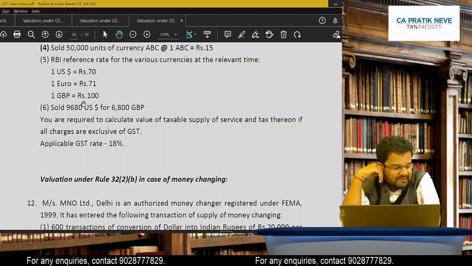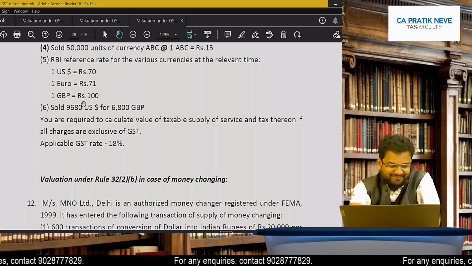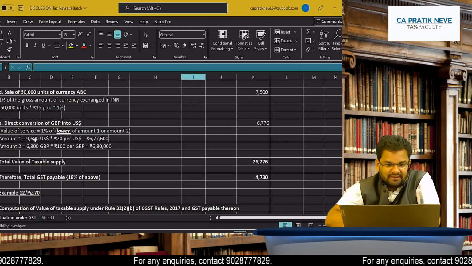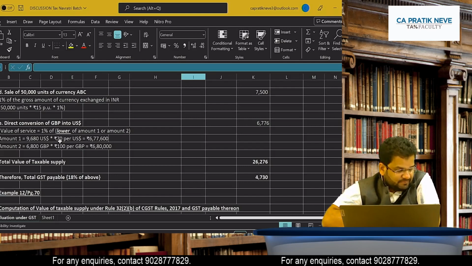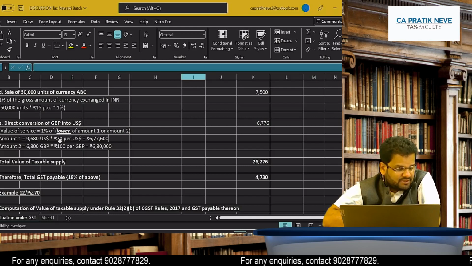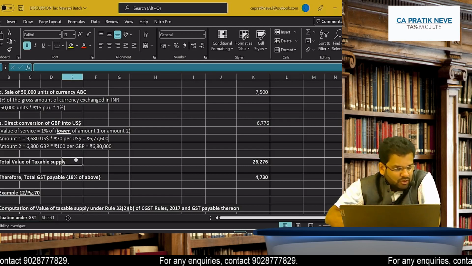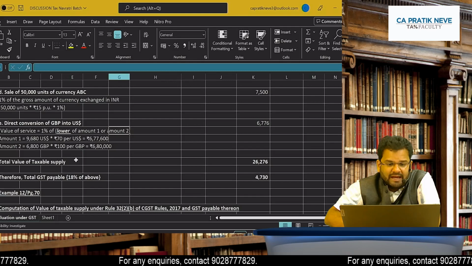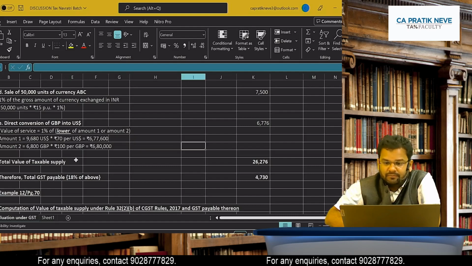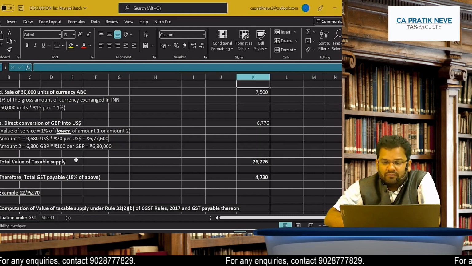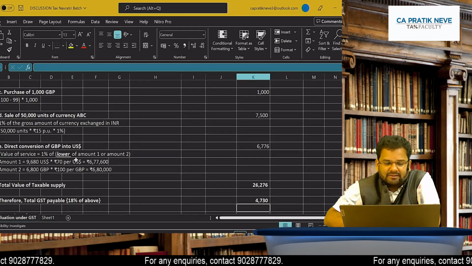6,77,600, and the second case is 6,80,000. Nishant ji, you have made some mistake in calculation. Prachi has done the correct calculation. So check, I have also shown you the calculation here. You have to pick whichever is less, and of that you have to take 1%. Ketki ji, some calculation mistake. Now take the total of all the 4 or 5 transactions and you will get the value of taxable supply.